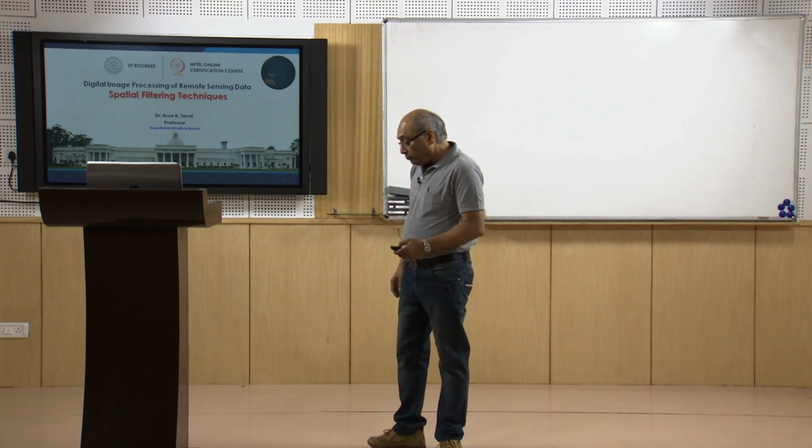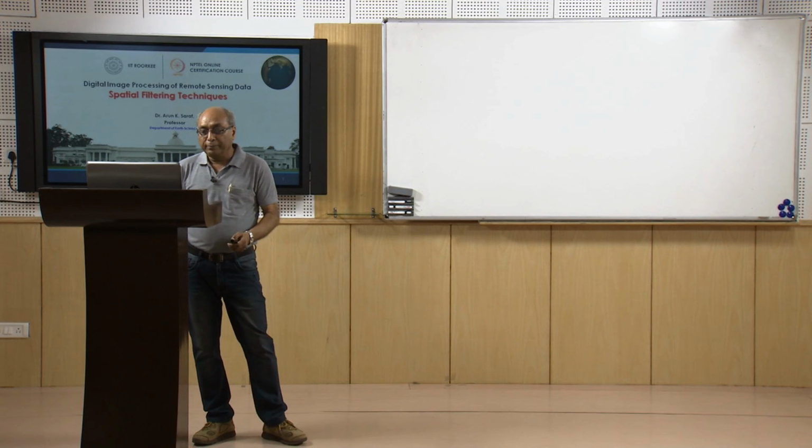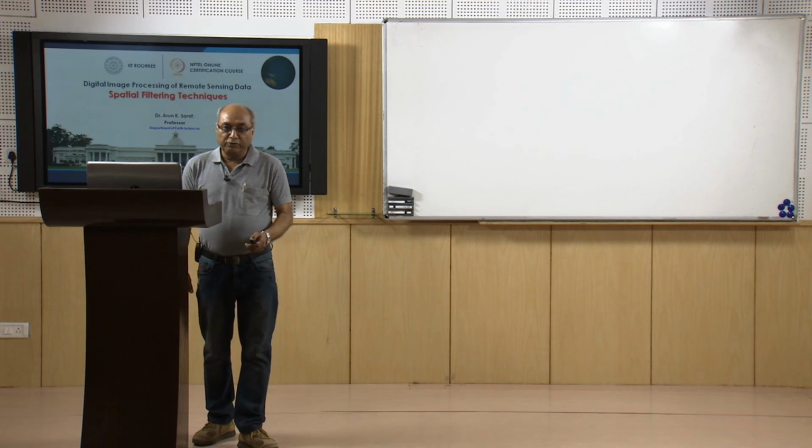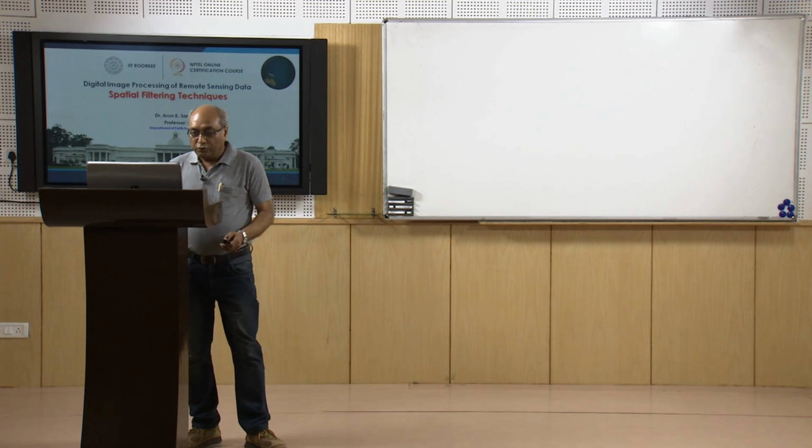There are two types of filtering techniques which we incorporate in digital image processing of remote sensing data. One is based on the spatial filter, and the other is based on frequency, which we will discuss in the next lecture. So first we will go through spatial frequency and spectral frequency.